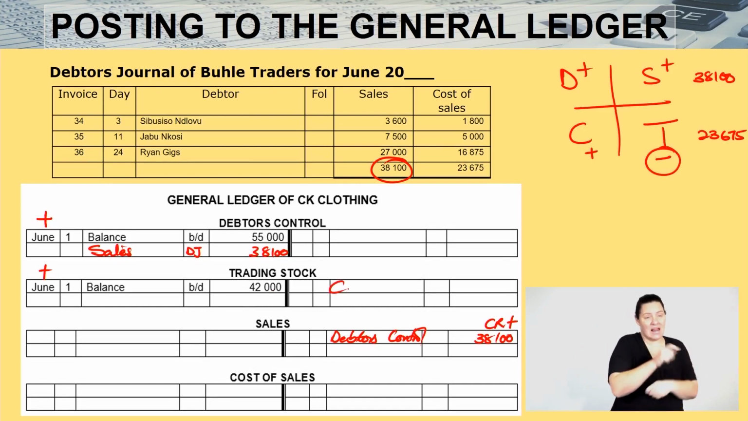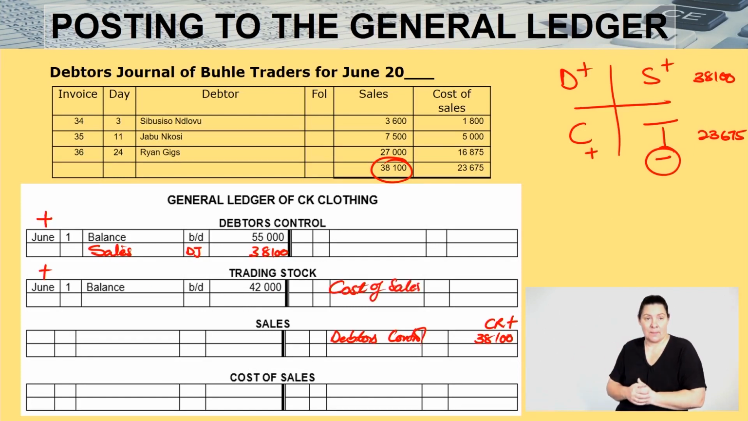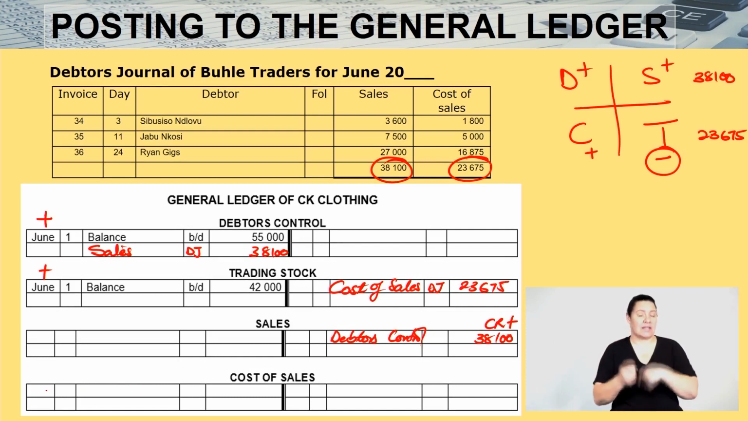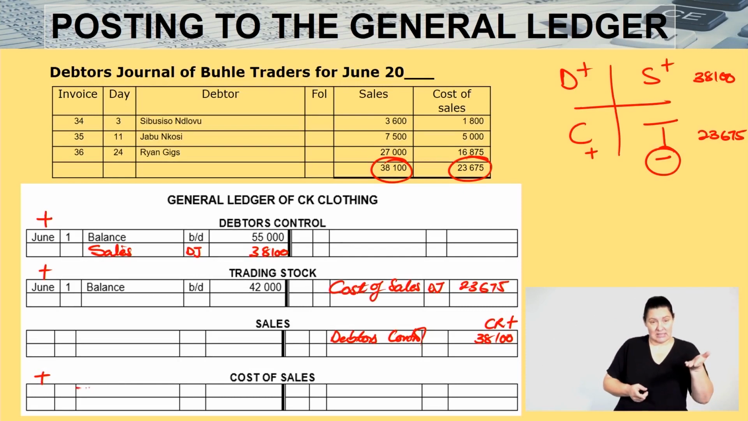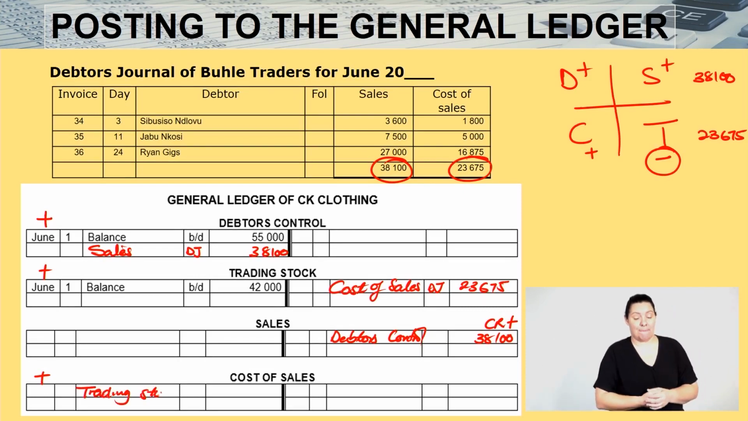When I'm selling goods, I'm coming here now to say cost of sales. Cost of sales from the DJ. And how much is that going to be? I'm now using the 23,675. I come to the cost of sales. Remember, an expense, so on the debit side it increases. Then I'm going to say trading stock. All right? And DJ. How much is it going to be?